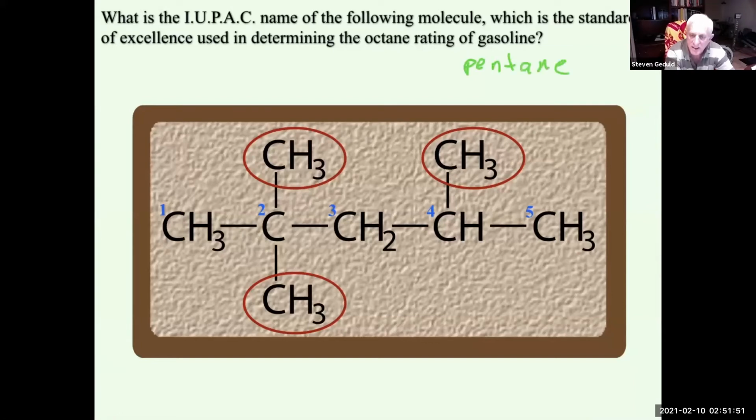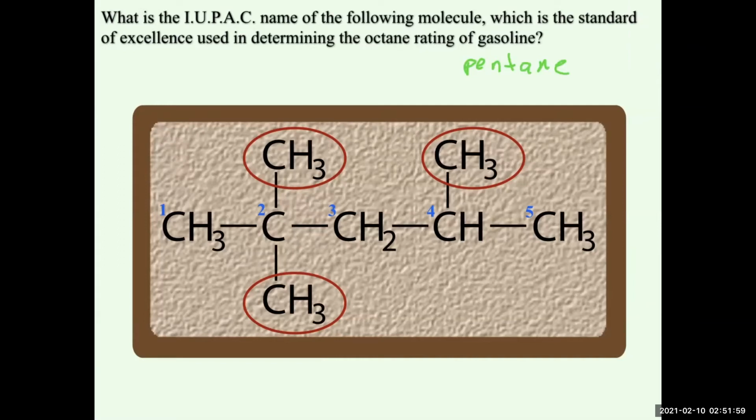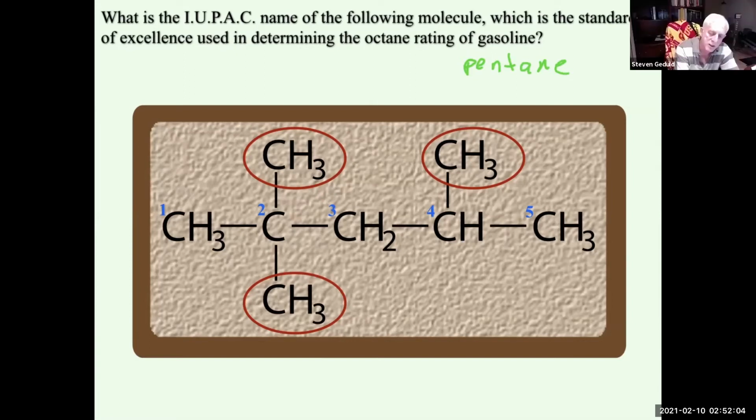Okay, that's the name of the chain. How many attachments are there? What are they and where are they at? Got to tell them that. So what numbers are the attachments at? 2, 2, and 4. Perfect. 2, 2, 4. There's one at 2, there's one at 2, and there's one at 4.